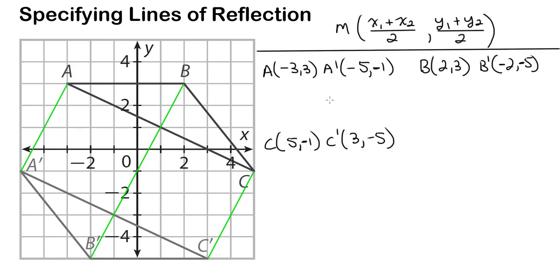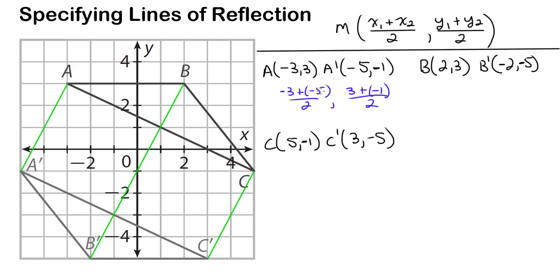So we need to use the midpoint formula, which is x1 plus x2 divided by 2, comma, y1 plus y2 divided by 2. So here is point A at negative 3, 3, and A prime is at negative 5, negative 1. So basically you're adding the two x's together and dividing by 2. So we have negative 3 plus negative 5 divided by 2, comma, 3 plus negative 1 divided by 2.